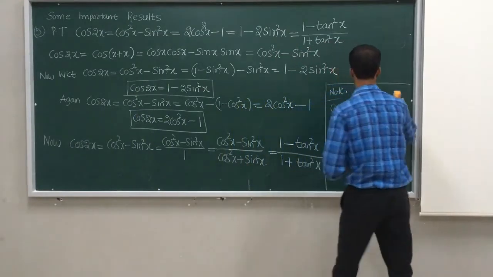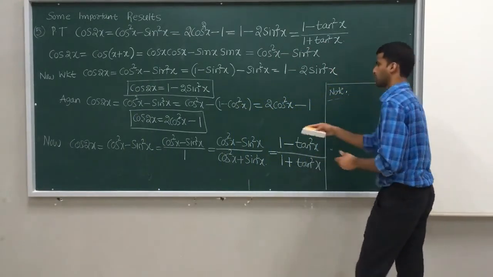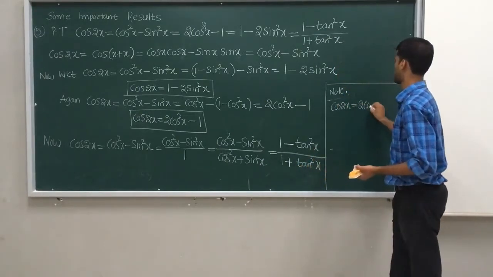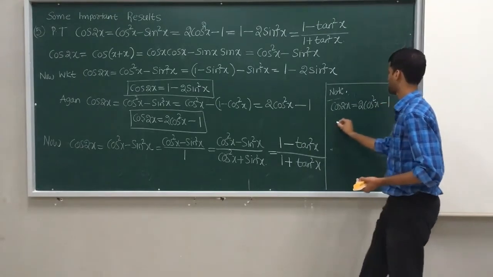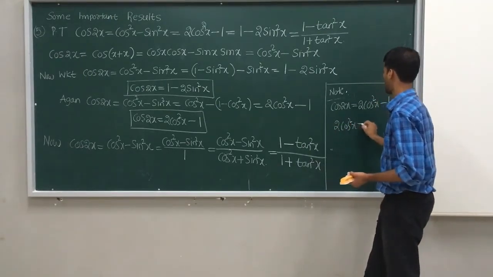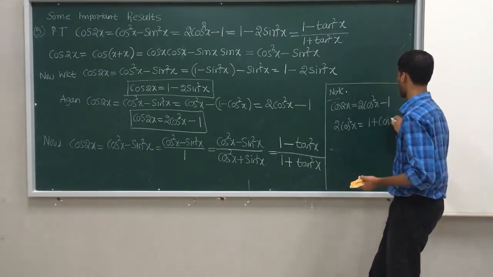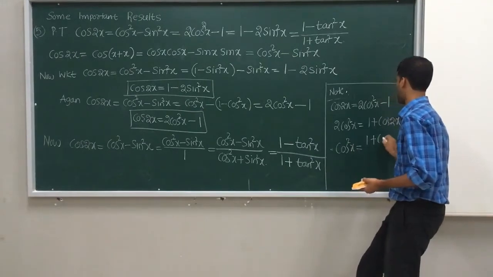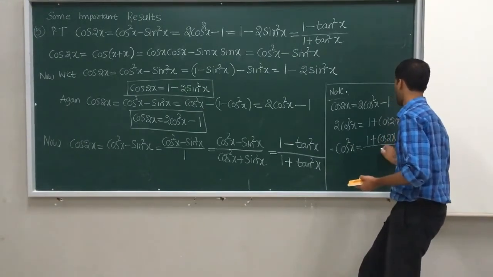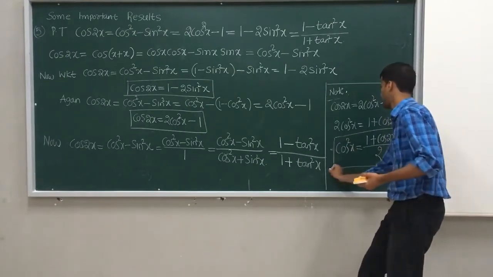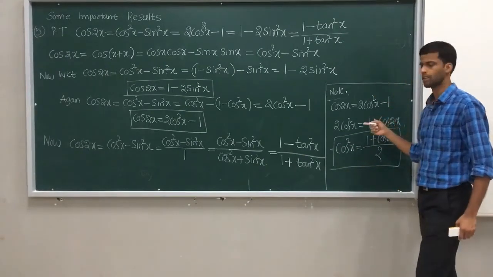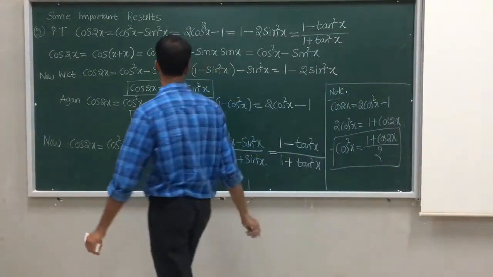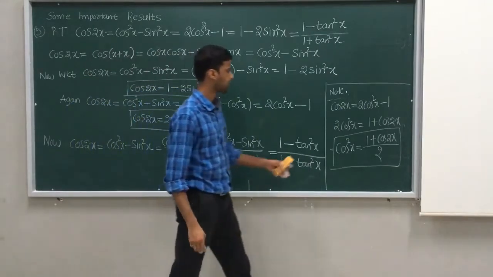Similarly, I want to tell you another note. I have one more expression with me for cos 2x. It is 2 cos square x minus 1. So what is 2 cos square x? Bring this side, 1 plus cos 2x. I want only cos square x. So cos square x is nothing but 1 plus cos 2x upon 2. Therefore this is another one. So this is one more expression for cos square x. So you can express it this way if required. So make use of this result.